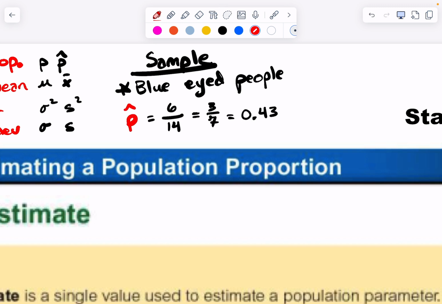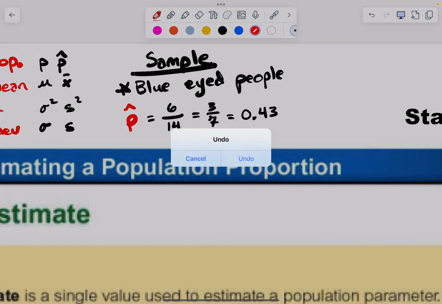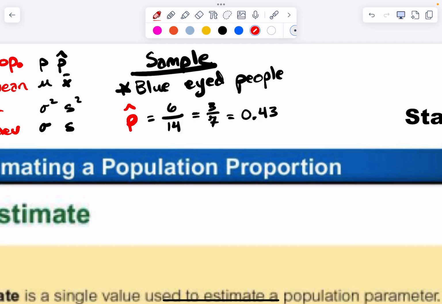Now, here's what we're doing this whole chapter. Are you ready? In this room, 43% of all the people in this room, besides me, because I wasn't counted, 14 students, and the people who are absent, the 3 that are absent, 43% are blue-eyed. Okay, is it fair or accurate for me to say that 43% of all people are blue-eyed? No, that's not going to be the same, right?